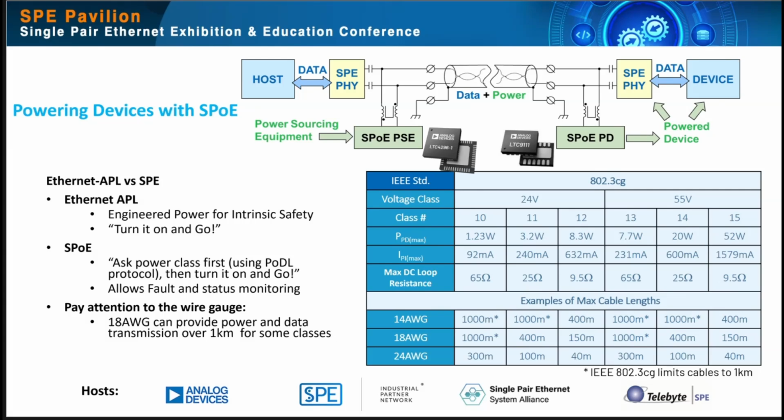Here we're showing the chart for the general single pair Ethernet power classes, and also giving an example of cable lengths. So if you're thinking of your edge node, you have to be considerate of how much power you need to draw and what that does to the actual cable lengths that you can achieve. And we've placed some numbers on this slide that give some rough idea of the types of power and types of cable that you can run and the distances that are achievable.